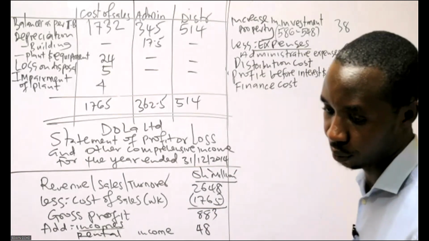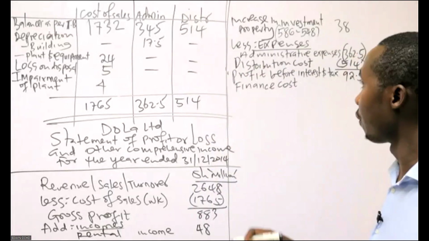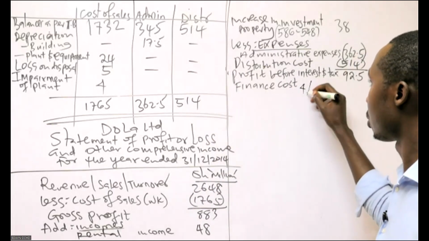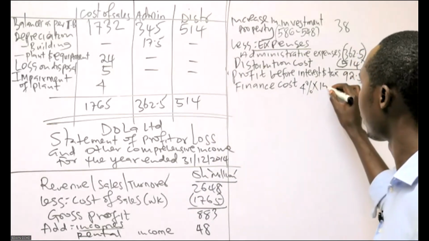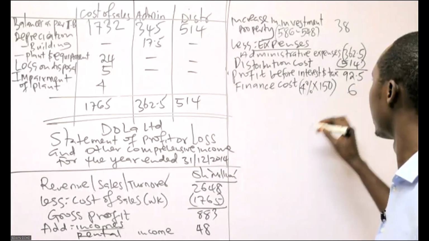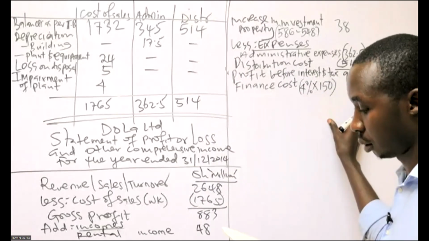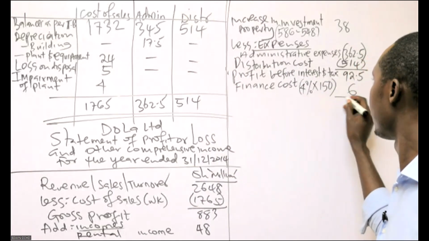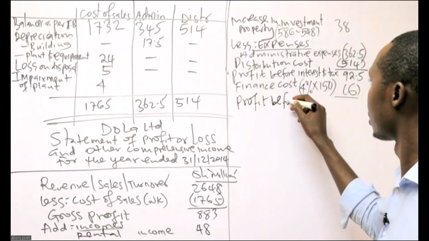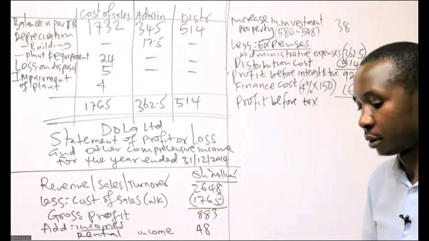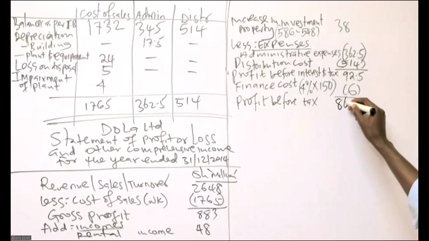And finance cost now, you check the interest. We have a loan, so 4% loan. So 4% on the value of the loan is 4% of 150. 6. So 4% on the loan. So up to this point, we have the profit before tax. So the profit before tax is 92.5 minus 6, 86.5.